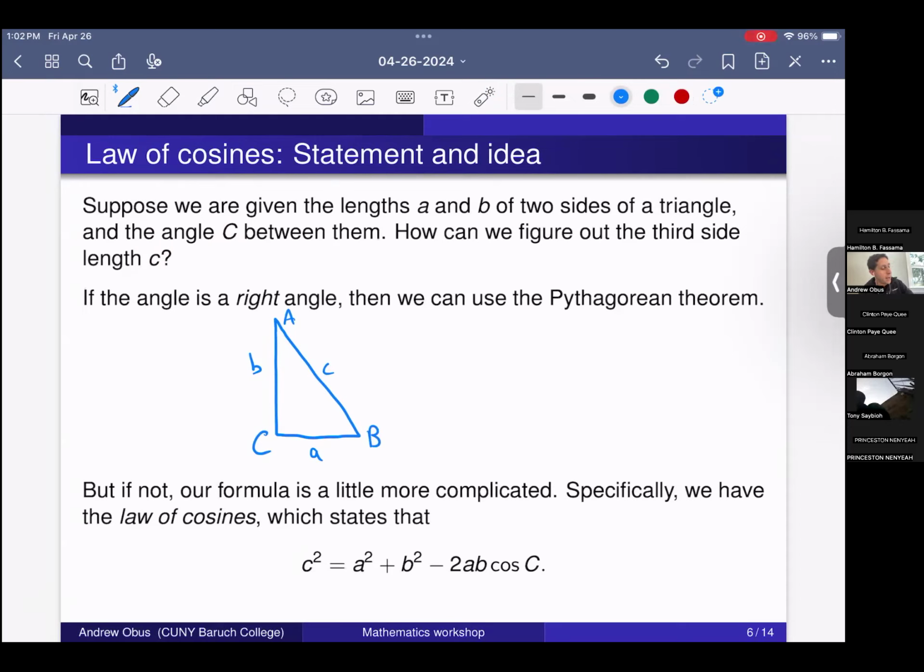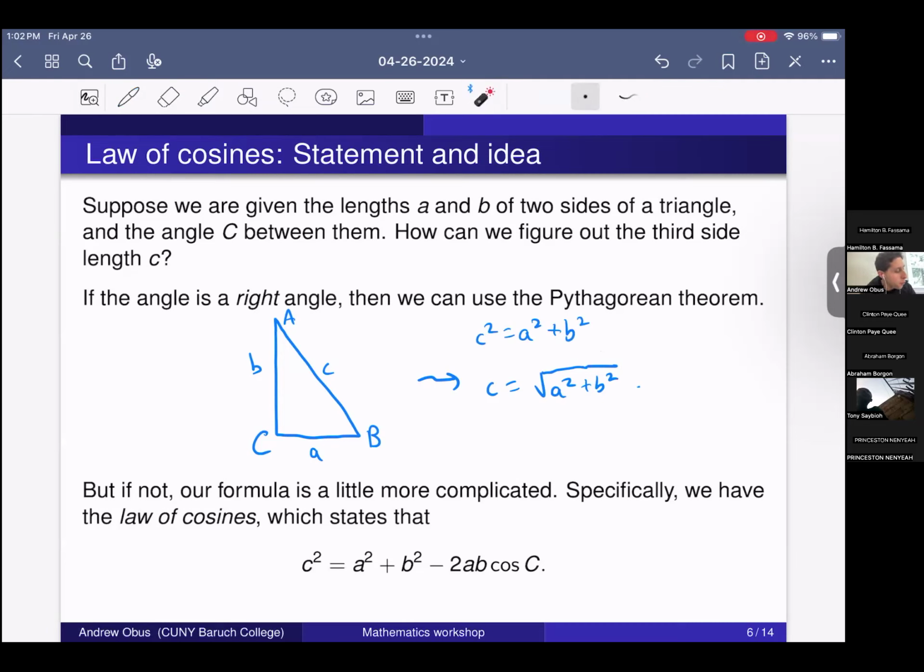If the angle is a right angle, we can use the Pythagorean theorem, right? We know that a squared plus b squared is equal to c squared. In other words, if we want to solve for c, this gives us that c is equal to the square root of a squared plus b squared, right? So this is fine. Maybe just for consistency, let me rewrite this in reverse. I'll call that c squared equals a squared plus b squared.